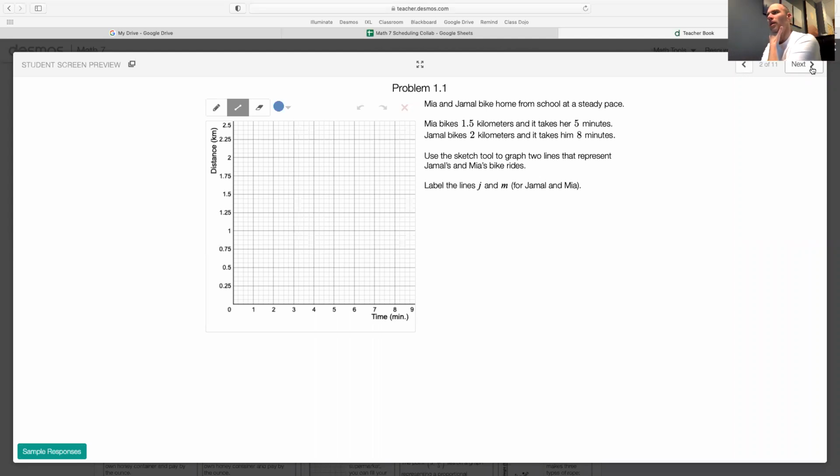All right, so it says Mia and Jamal bike home from school at a steady pace. So I assume that means that they're going the same rate the whole time. They're not going fast and slow. Mia bikes 1.5 kilometers and it takes her 5 minutes.